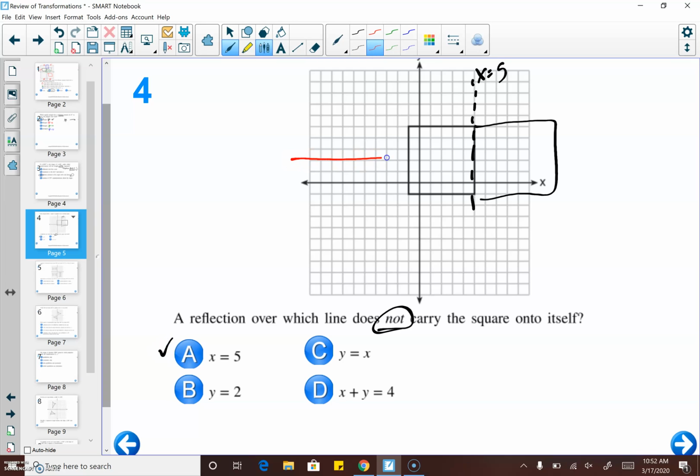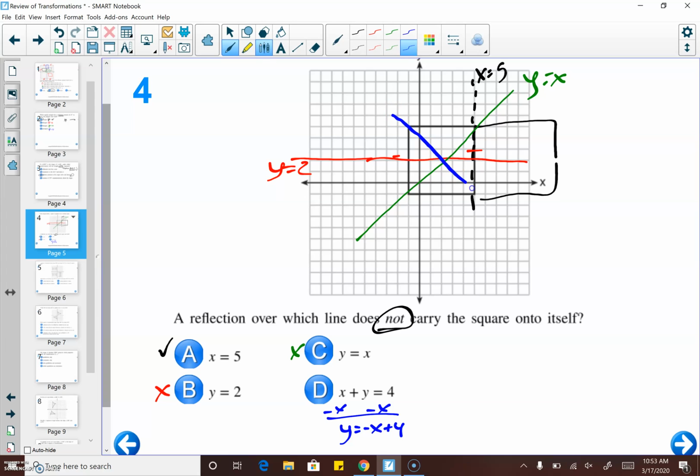y equals 2. The line gets a little bad towards the end there, but the line y equals 2 is right there. That clearly splits that square in half, so as you reflect it over that line, it's going to end up right on top of itself. y equals x. y equals x goes corner to corner, and in a square, if you go corner to corner and make a diagonal, it will land on top of itself. And then the last one's a little bit skewed, but if you put it into y equals form, you get y equals negative x plus 4.